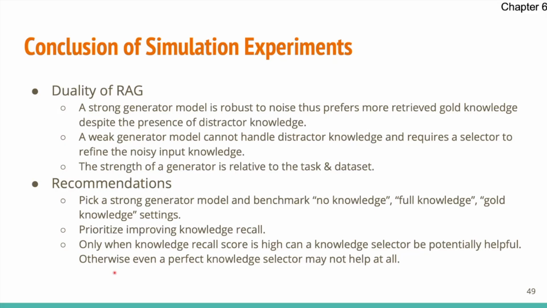As a conclusion, we have some recommendations for future practitioners for this type of experiment. First, pick a strong generator model and then benchmark the no knowledge setting, full knowledge setting, and gold knowledge setting. Then prioritize improving the knowledge recall score by improving the knowledge retriever. And finally, only when the knowledge recall score is high enough can a knowledge selector be potentially helpful. Otherwise, even a perfect knowledge selector cannot help at all.